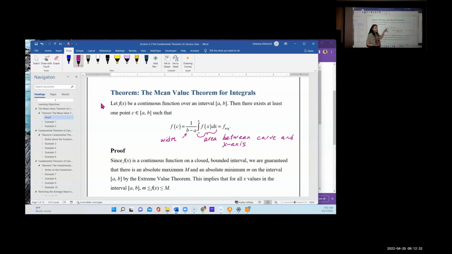And this simply says that at some point the function does have to take on that average value. Notice that it is not really requiring that it be differentiable here. The only requirement is continuity. That's different from the regular mean value theorem. Let's go through the proof rather briefly.